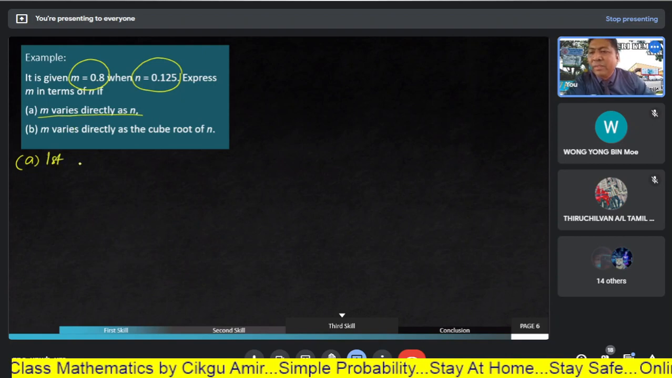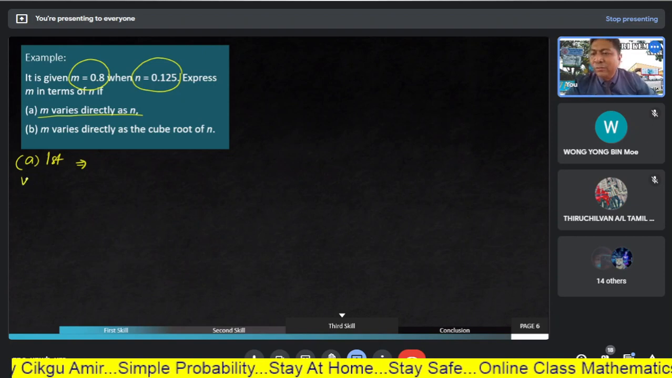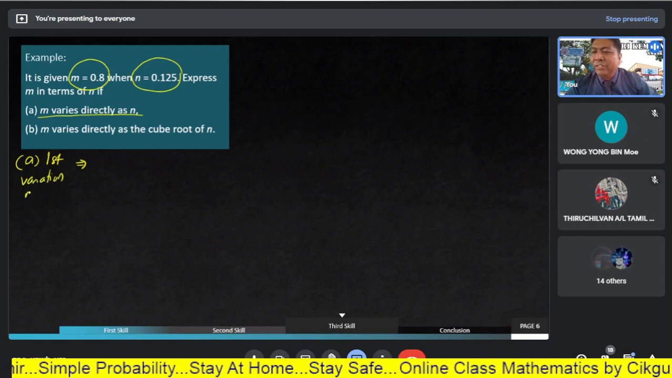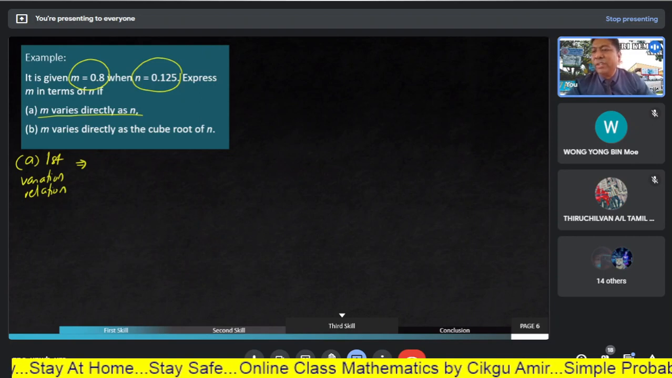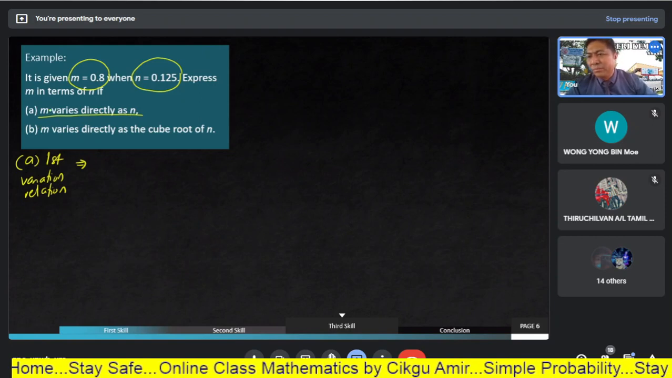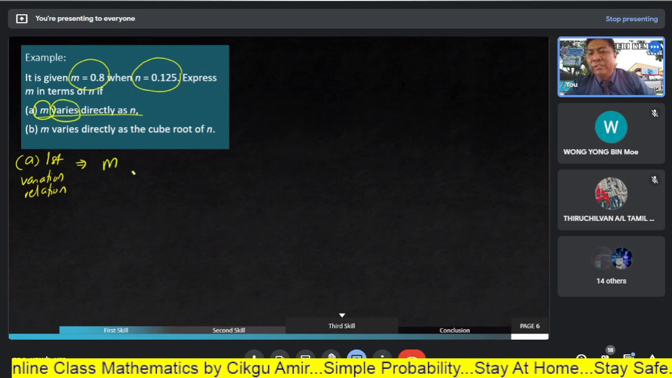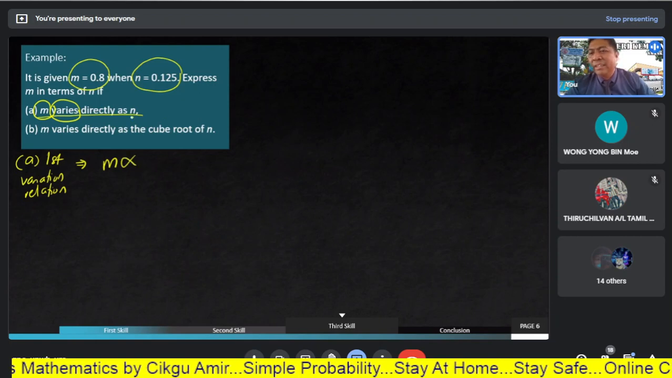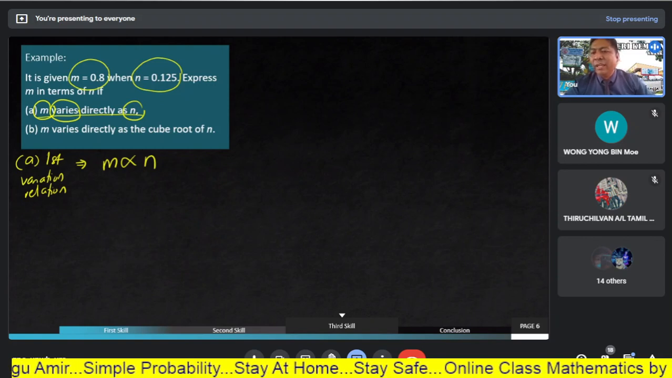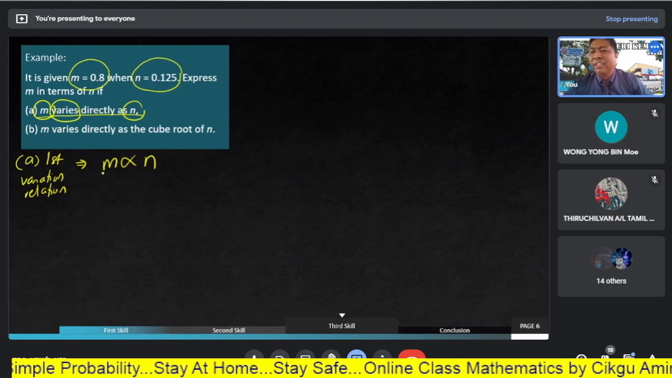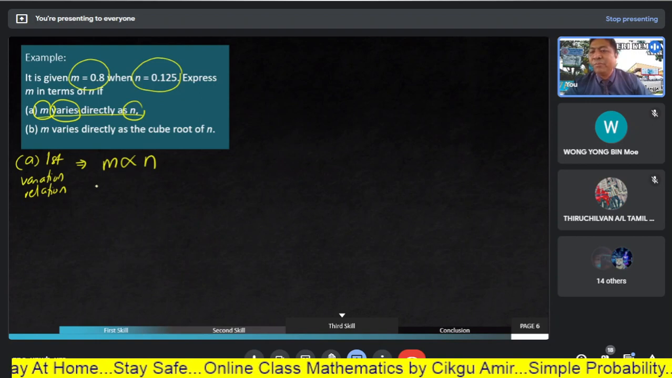First step, we must change to the variation relation. In any question in this chapter, you must change to the variation relation. So how to change? Got m here, so you write m varies, using the symbol of variation, directly as n. So you put n. Finish. Simple. M varies directly as n. Just write m, symbol of variation, n. This is the first step.